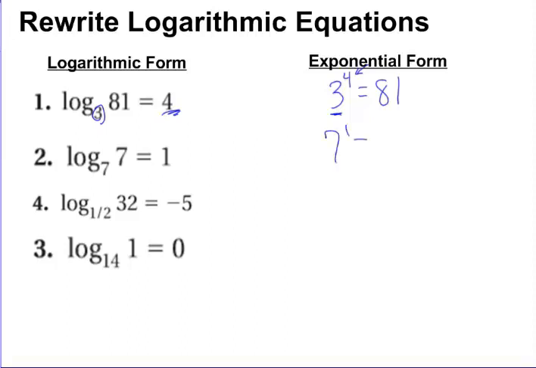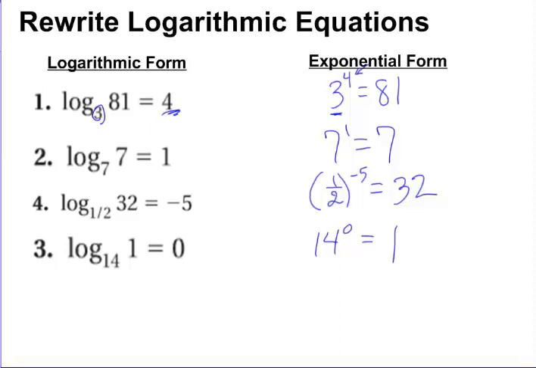Next, 7 to the 1st equals 7. Number 2, 1/2 to the negative 5th equals 32. Okay, remember what the negative exponent does to the fraction. Okay, and then raise it to the 5th power. Number 3, 14 to the 0 power equals 1.